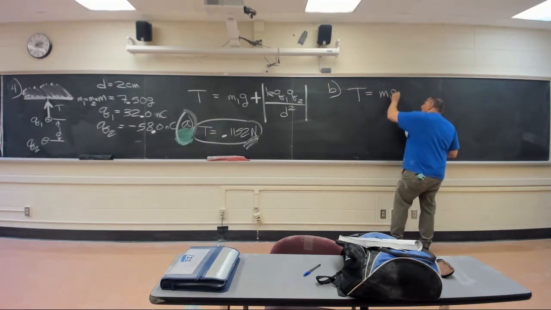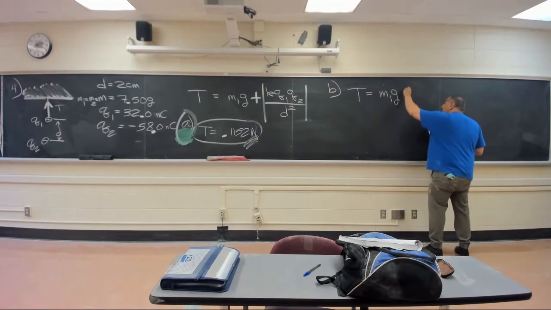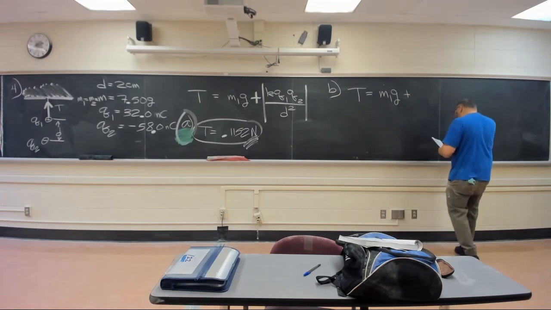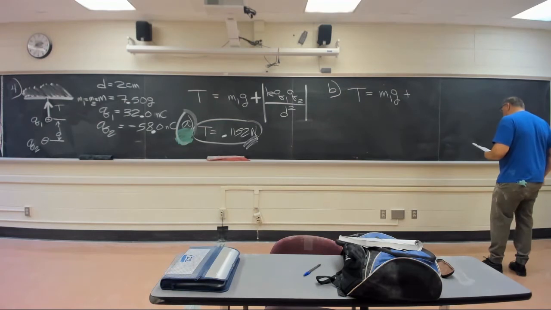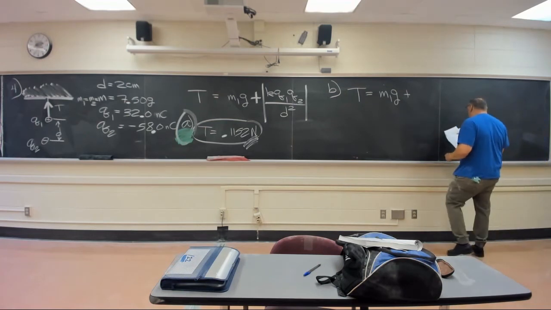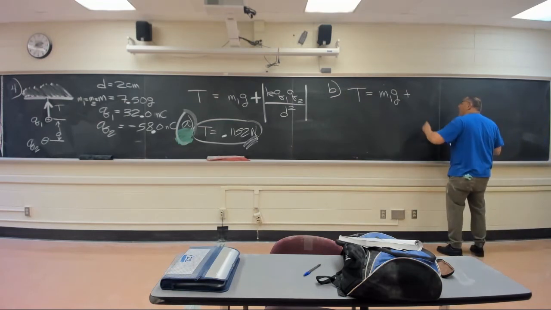Well, look, let's go down the line here. They talked about positive, negative. We're not going to worry about that. It's really got to be the absolute value of K Q1 Q2 over D squared. I get that.